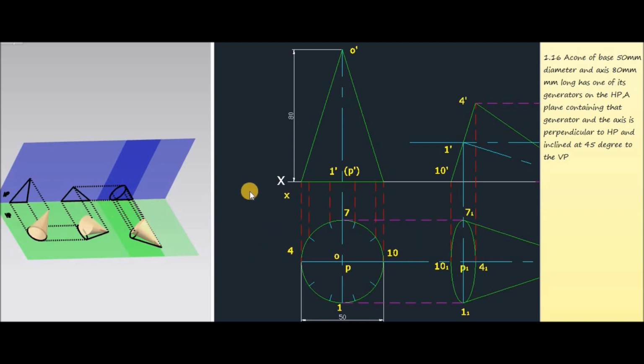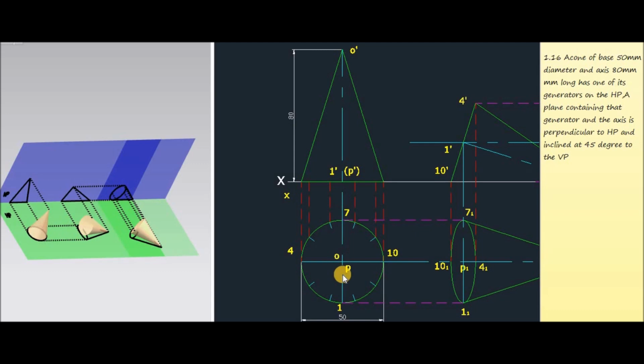First of all, consider the intersection of the vertical plane and horizontal plane, that is the XY line, represented by a straight line. Then draw one circle having diameter 50 mm. Then mark the points 1, 2, 3, 4, etc. up to 12, obtained by dividing the circle into 12 equal parts. Then again here we can mark the points P and O. O will be the vertex and P is the center of the base. Now this one represents the top view of the first stage.